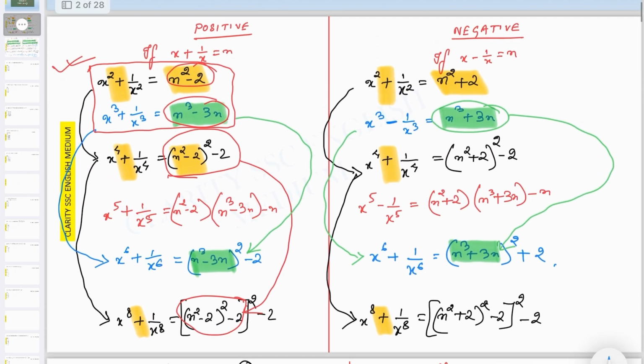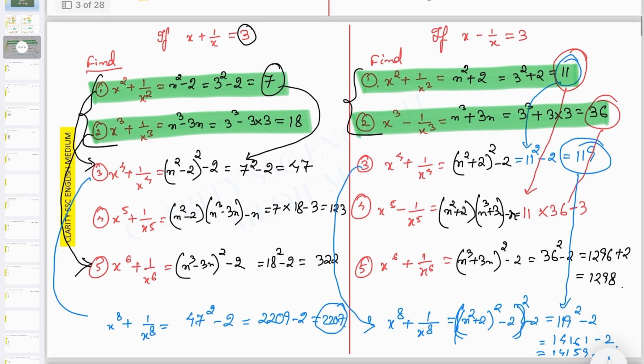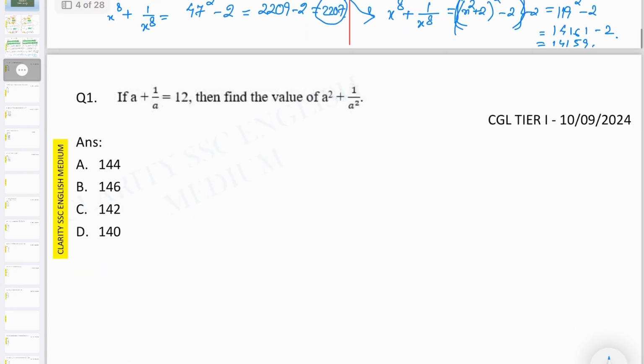So first, see this formula thoroughly. Just pause the video and read this formula thoroughly, and after this, see this question. You'll get it very easily. Just see how to solve this question. Let's see some previous year questions, and let's try to move on to the questions one by one.